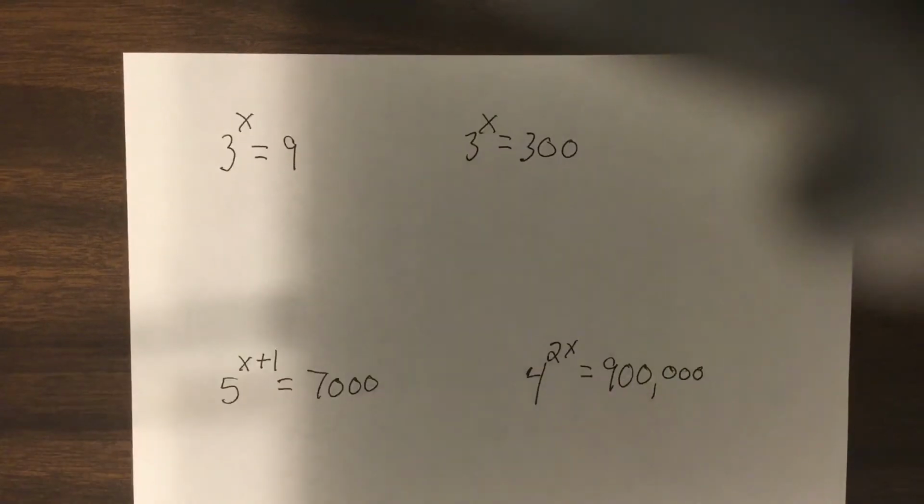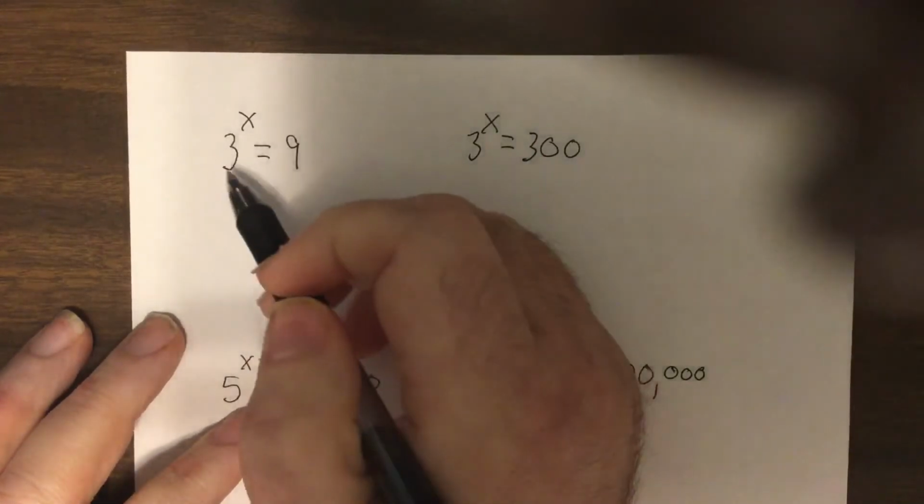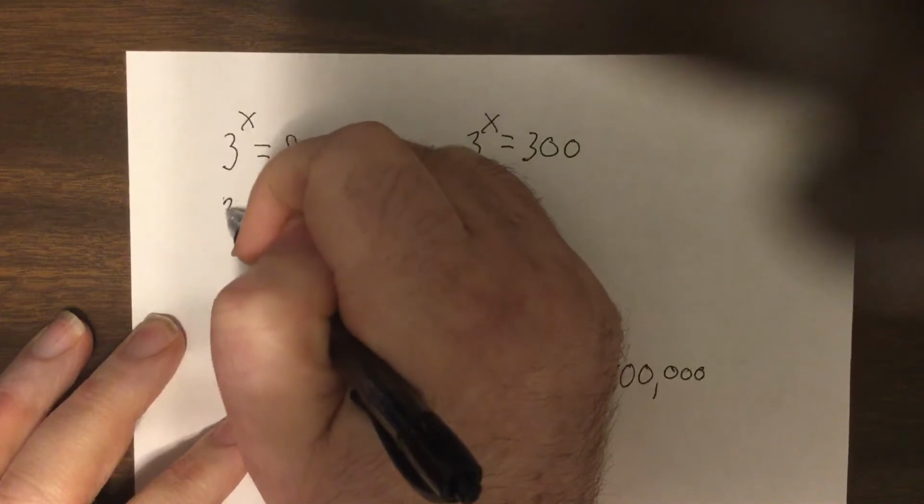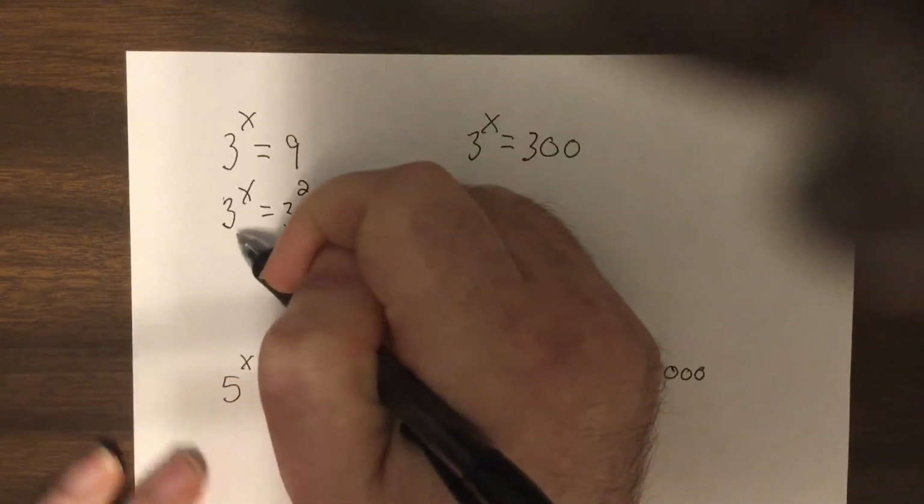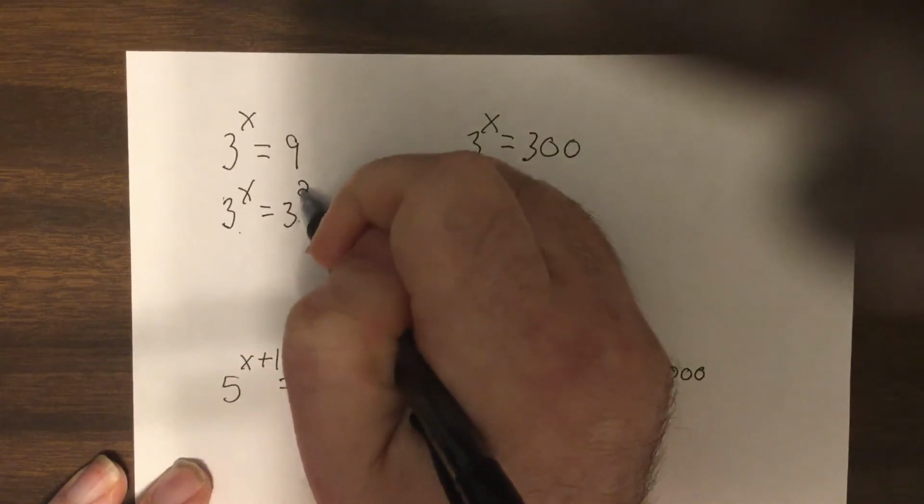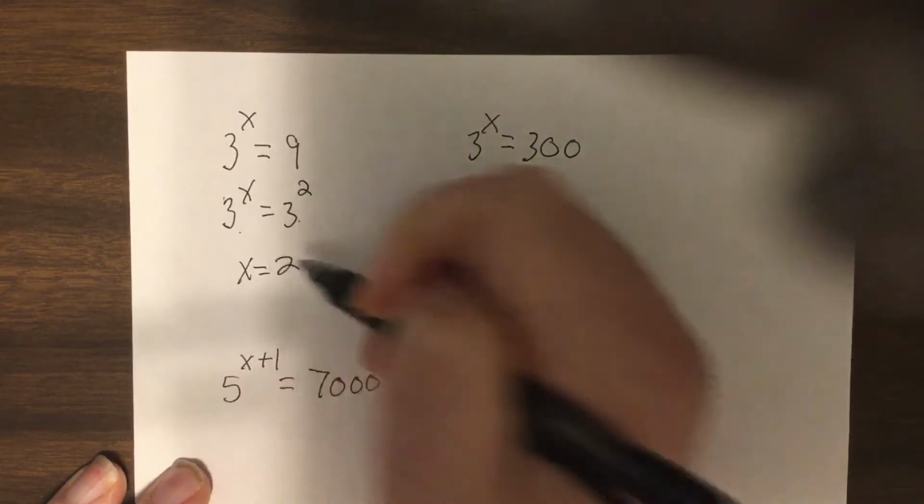Okay, again, just doing a quick review. Solving using logs. Now, this one, you don't need a log because you can rewrite it so it has the same base on both sides. So base 3, so x equals 2.